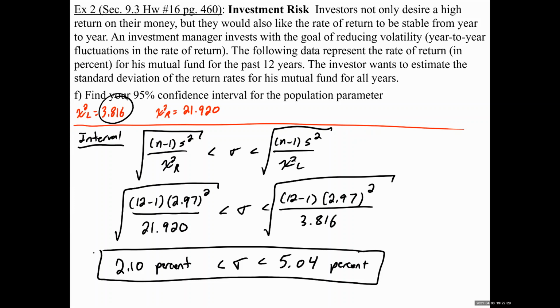Again, in this section, since it's an interval for sigma, think there are going to be units here, because the return rates are in percent. So there's my interval. This is not the return rate or the average return rate. This is the standard deviation. The standard deviation is somewhere between 2 and 5%, and these numbers give me an idea of how spread out the return rates are, or how consistent the return rates are.